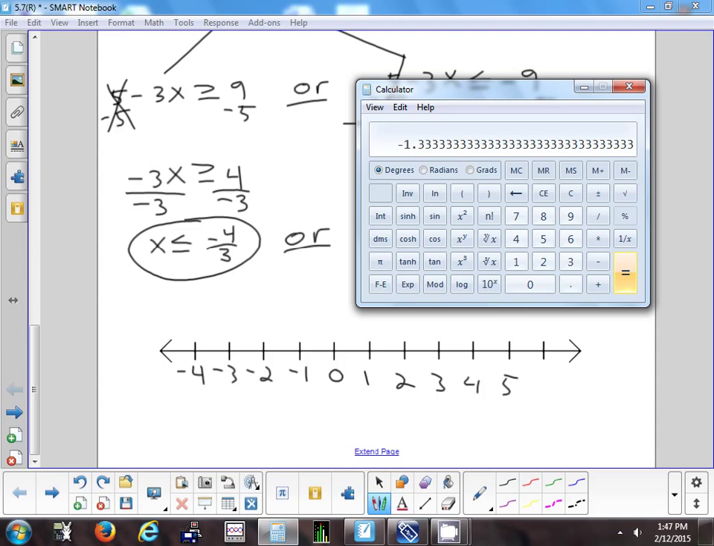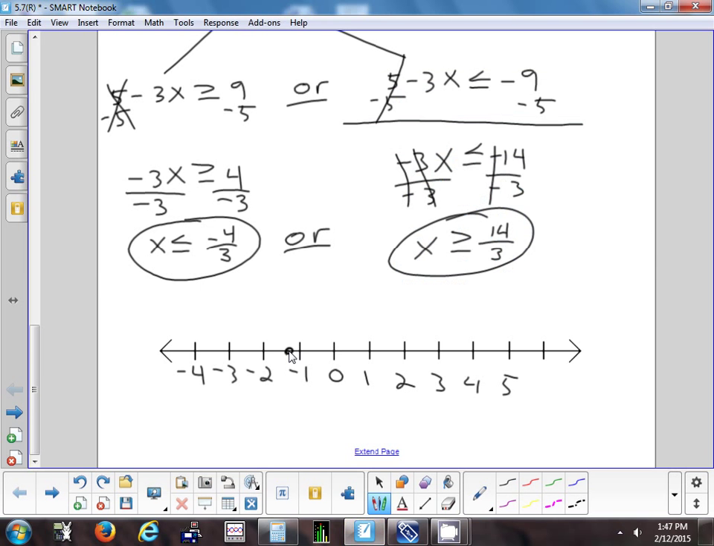What kind of circle do you need here? Closed. On what number? Negative 4 over 3, which is negative 1 and then a little bit more. It doesn't have to be perfect, just put it in the right area. And now I'm going to need one more circle. I don't know where it's going to go yet, but can anybody just tell me the type? It's going to be closed.